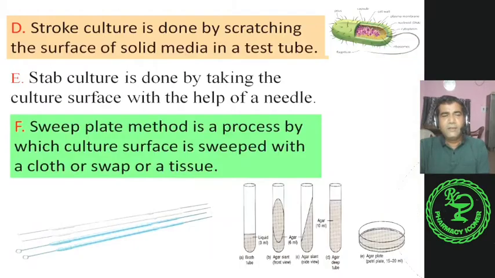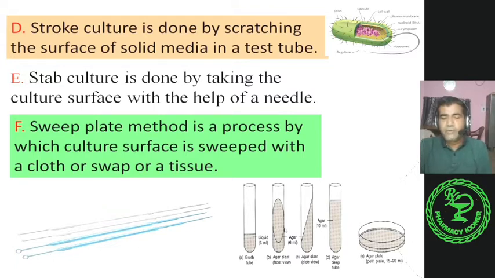Next is stroke culture. What is done? In stroke culture, a slant culture is scratched with the help of a needle. This is done with the help of a nichrome wire loop.